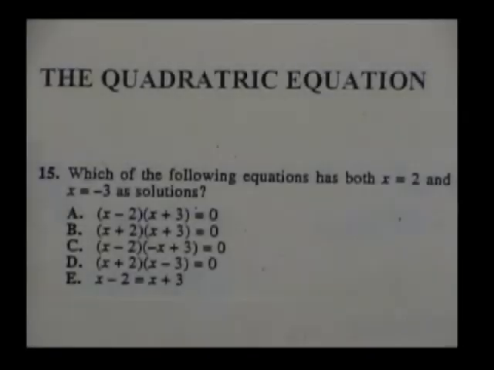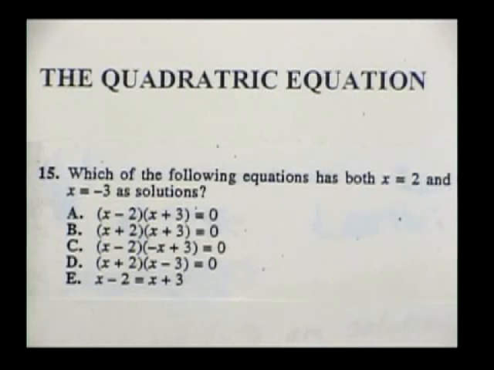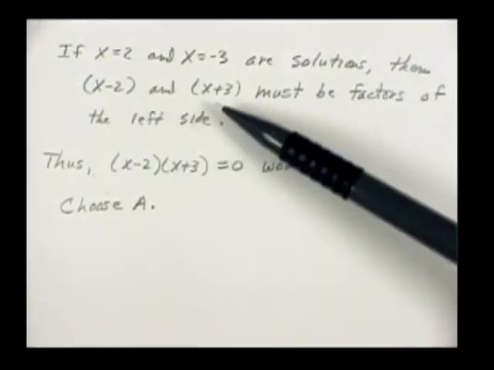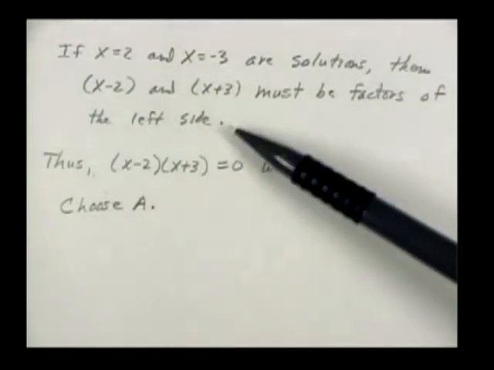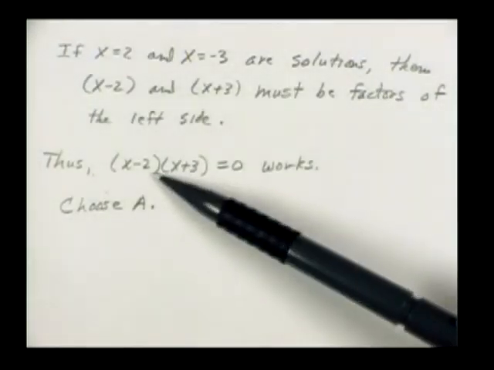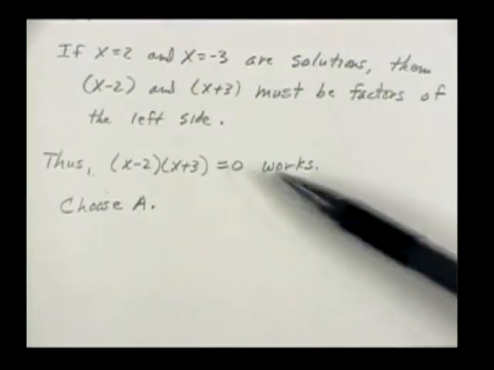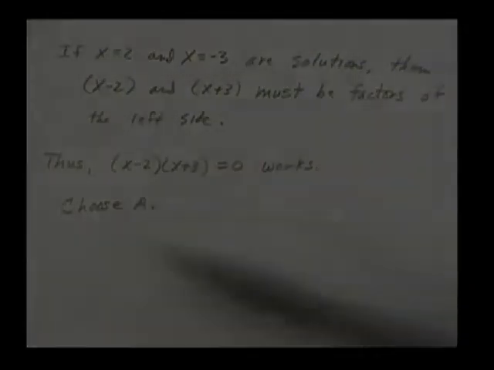Which of the following equations has both x equals 2 and x equals negative 3 as solutions? If x equals 2 and x equals negative 3 are solutions, then x minus 2 and x plus 3 must be factors of the left side. Thus, the equation becomes x minus 2 times x plus 3 equals 0. This works. Choose A.